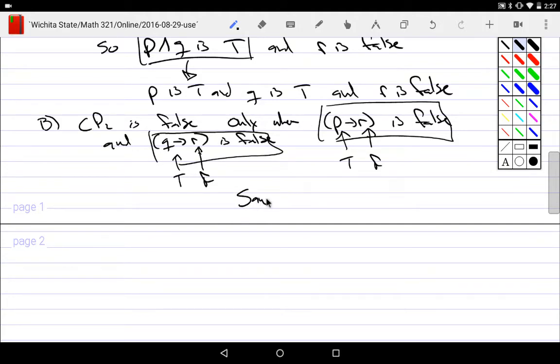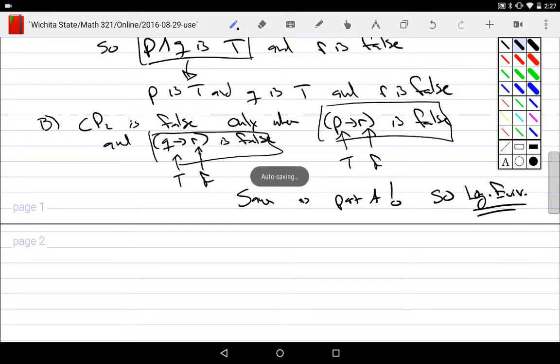So this is the same as part A. So logically equivalent. Same conditions. They're both false in the exact same conditions. And if they're not false, they're true. So they're true in the same conditions. We only have to focus on one of them.